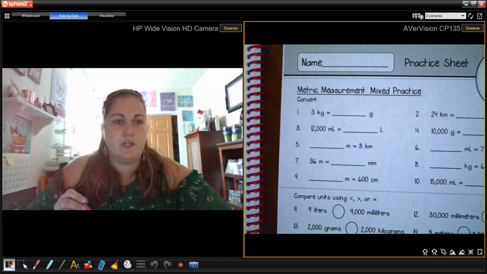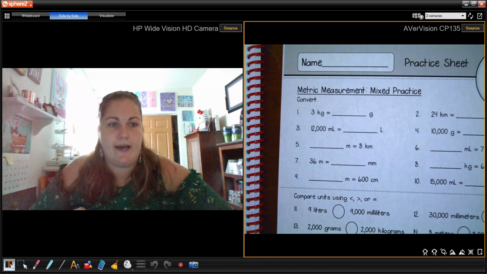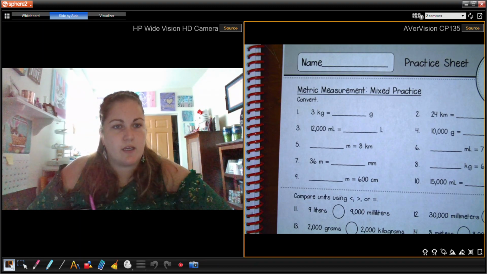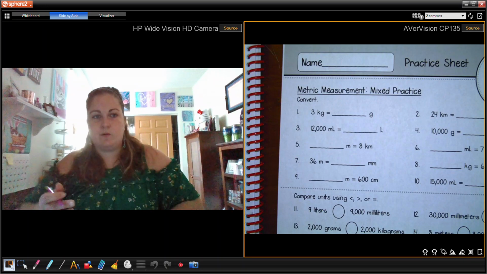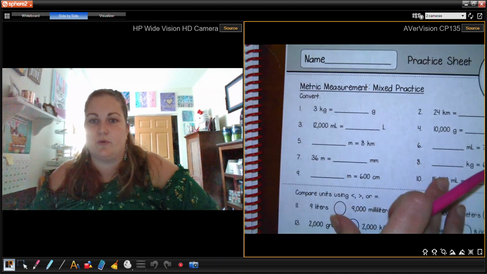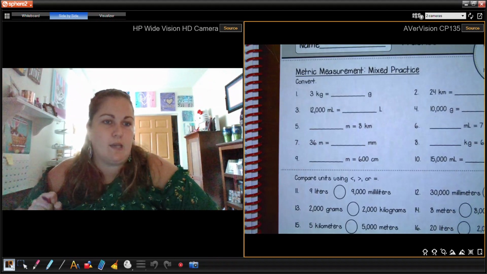We are going to be reviewing some metric measurement, and it's mixed practice again, meaning we have length, mass, and volume all mixed in, and it's going to be some of your more basic problems, just practicing the skill and making sure we have that down. So I'm going to be doing the odd numbers, and then your assignment this week is going to be doing the even numbers, either like this worksheet or on a form with the same problems.